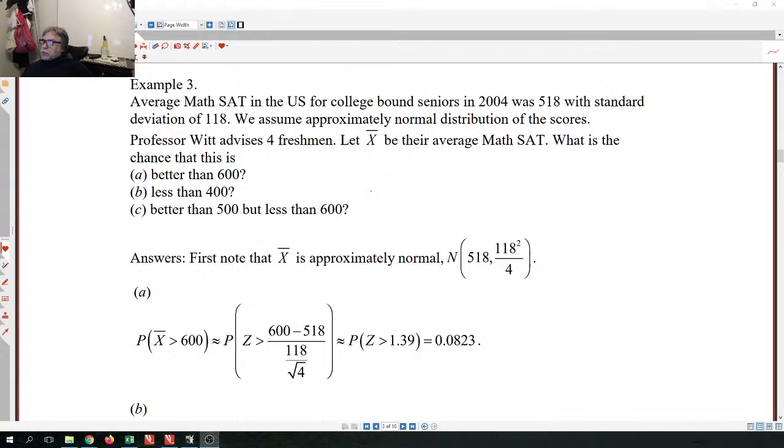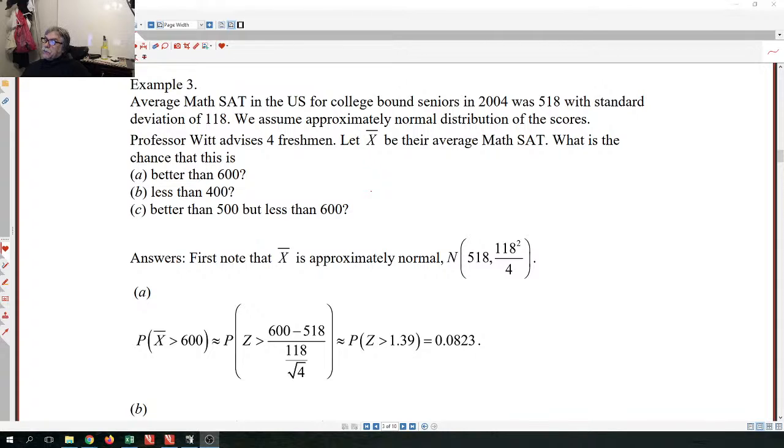The average math SAT in the US in 2004 was 518 with standard deviation 118. That, of course, is for the year 2004, which didn't really change all that substantially up to today. But the test itself was initially curved to have a mean of 500 and standard deviation of 100. So it changes from year to year.